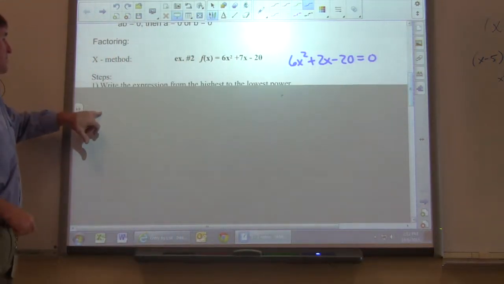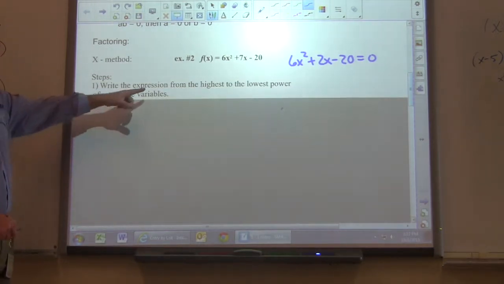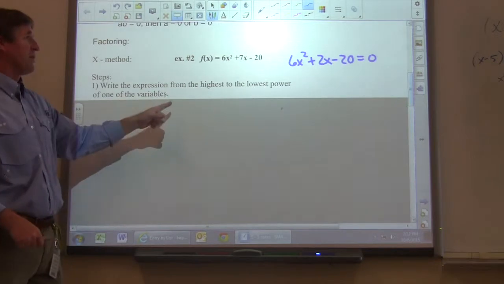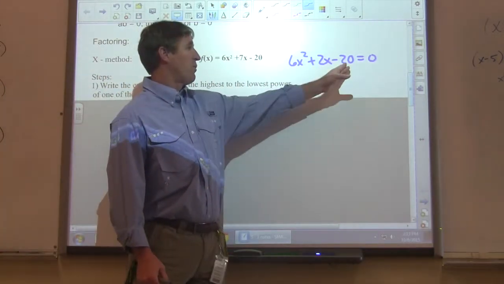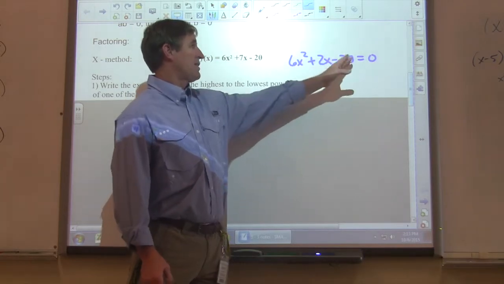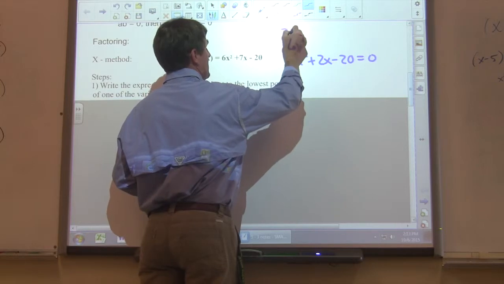All right? So the steps are, write the expression from highest to lowest power of one of the variables. So what this is talking about here is we always want it to be in standard form. X squared, x, and then the constant. Example would be, what if this would have been written like this?